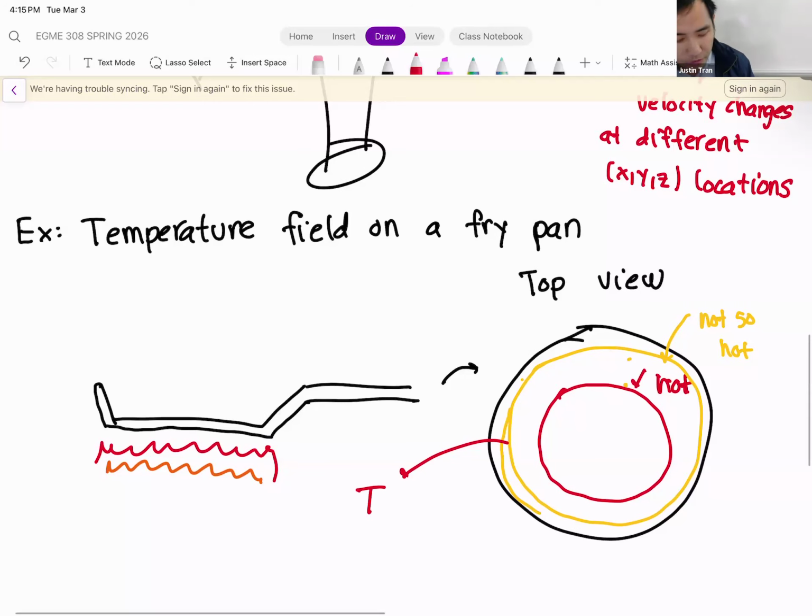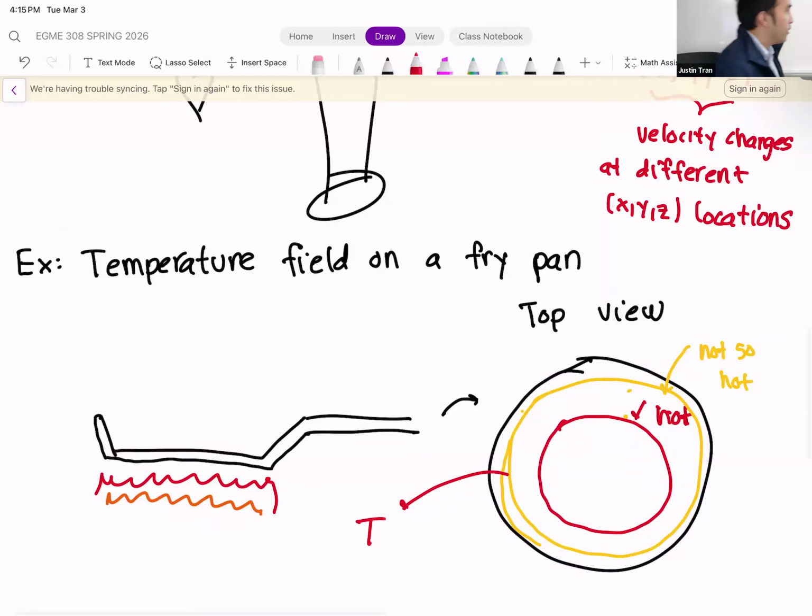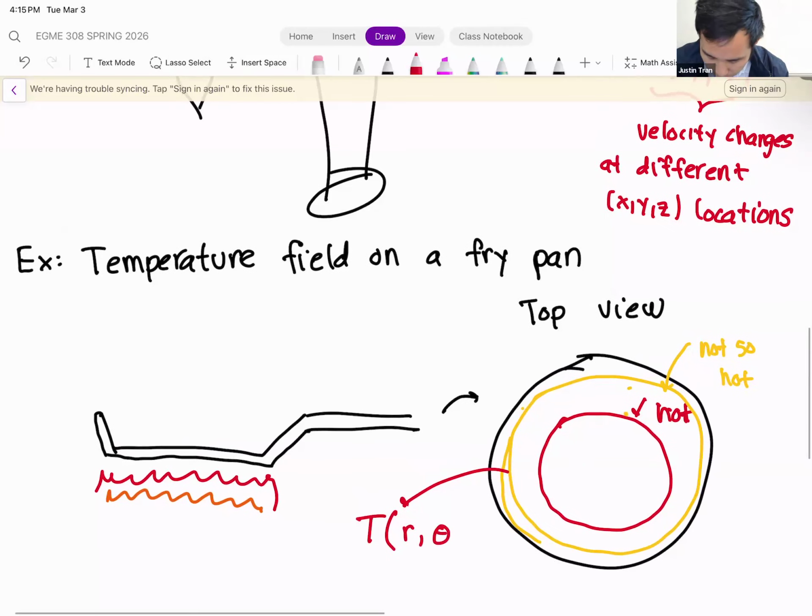And so a lot of times when we think of fields or multivariable functions, we think of Cartesian coordinates. We think of X, Y, Z. But we can also have polar coordinates. We can also have cylindrical coordinates, spherical coordinates, right? And so for a circular fry pan like this, maybe we use polar coordinates, right? So we say the temperature is a function of the radius, or the distance from the center, and some polar angle theta.